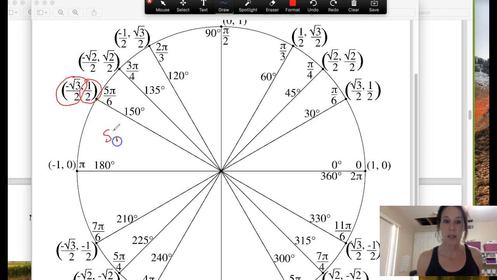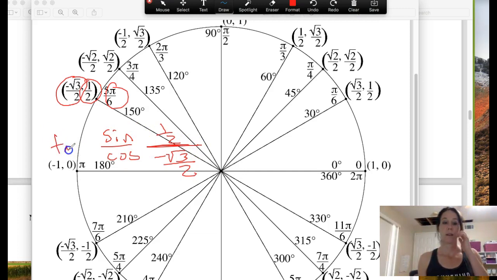Remember, tangent is sine over cosine. So at 5 pi over 6, the sine is 1/2. The cosine is negative square root of 3 over 2, right? So the tangent is the sine over the cosine. That would be the tangent at 5 pi over 6. Would be the sine at 5 pi over 6 over the cosine. So we're going to go 1/2 divided by negative.